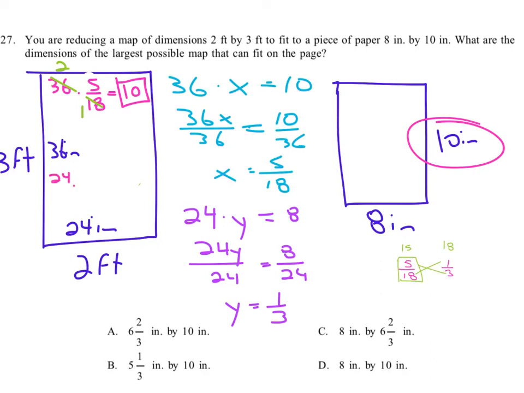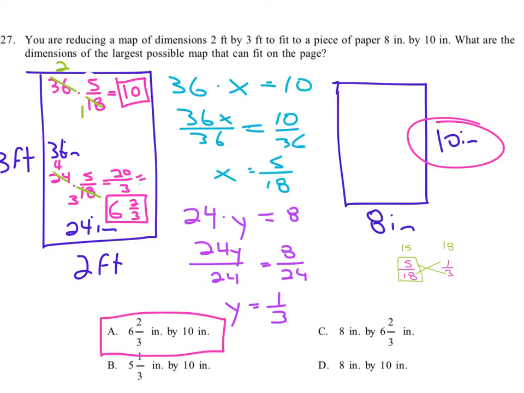We're going to take 24 times 5/18. And although 24 and 18 don't cancel by 18, they do cancel by 6. So this is 4, and this is 3. And we get 20 thirds. Or if we were to simplify that, 3 goes into 20 6 times. That's 18. So there's 2 left. And that would be the dimensions on that way. So we can do a 10, filling up the length, by 6 2/3, not quite filling up the width, but that's okay. So this is choice A, 6 2/3 by 10.